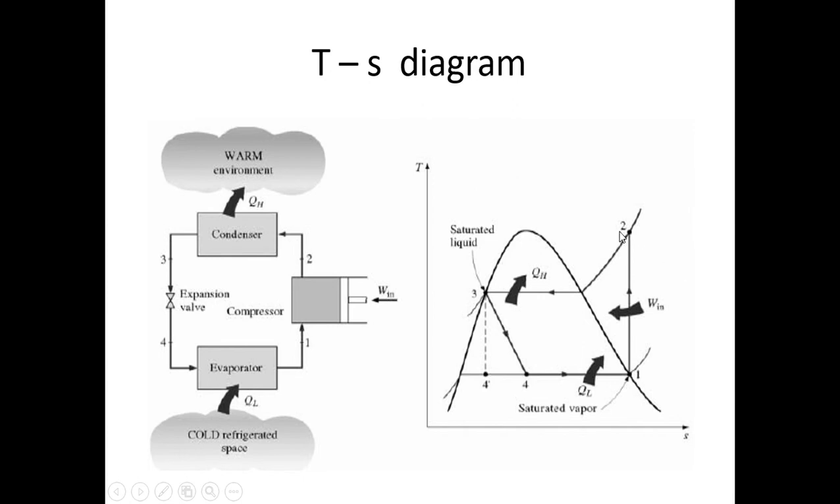So first from 2 desuperheating occurs, then it is condensation, then it is expansion. 3-4 is expansion. Expansion follows a curve like this. It is not isentropic, it's an isenthalpic process. So in a TS diagram it's a curve like this. Then you have 4-1, which is the evaporation. So this is the TS diagram.